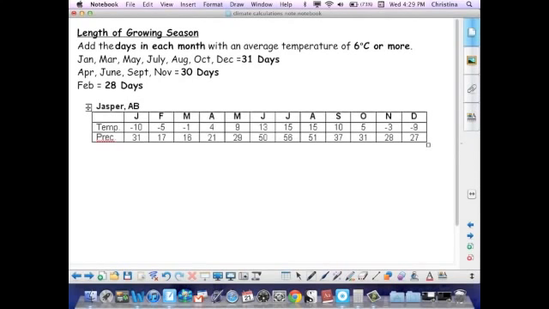For the length of the growing season, what you're going to do is take the months where there's a temperature of 6 degrees Celsius or more. These are the months in which things can actually grow within Canada. So the months that have a temperature of more than 6 degrees Celsius are May, June, July, August, September. And we're going to take the number of days in those months.